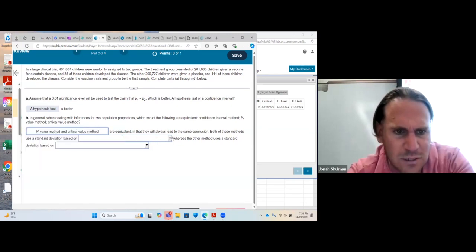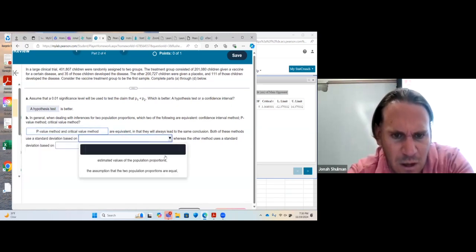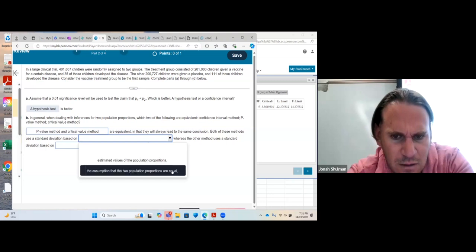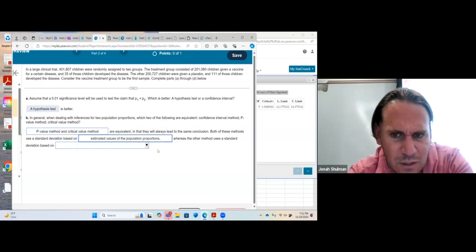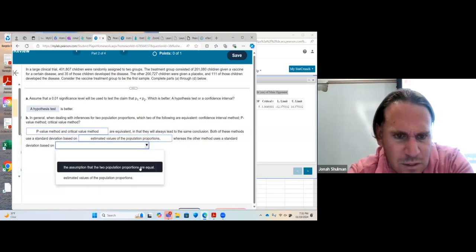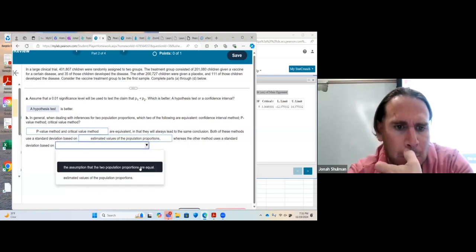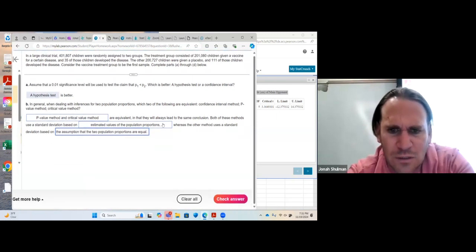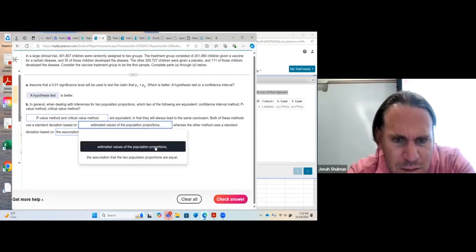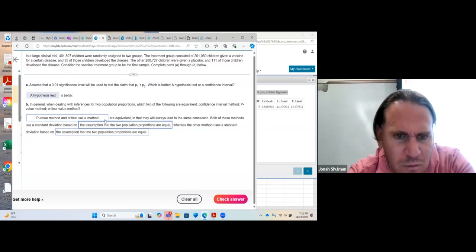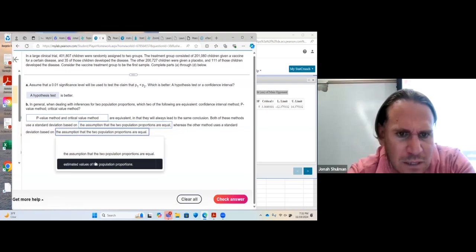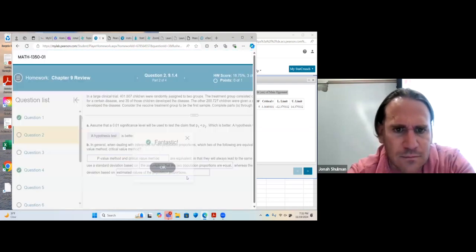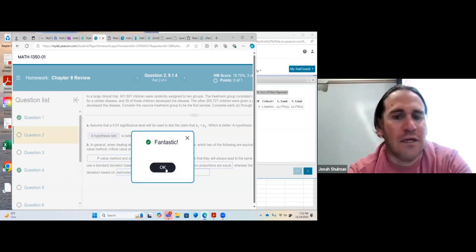Both of these use a standard deviation based on the assumption that the proportions are equal, or estimated values of the proportions, whereas the other uses, oh, okay. I don't know. This is a hard question. So I think it's going to be the assumption that they're equal, and this one's going to be the estimated values. Feeling good, getting them all right.